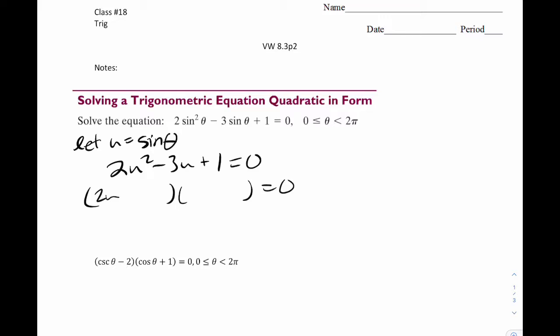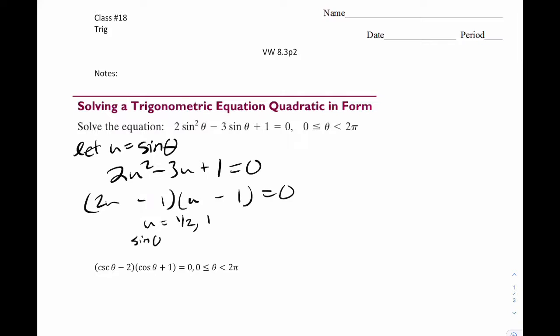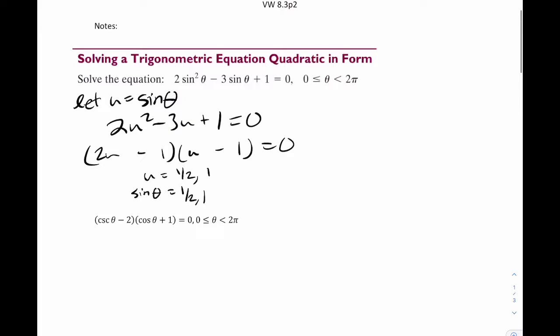So I have (2u - 1)(u - 1). And there we have it. u is equal to 1/2 or 1. Plug it back in. So sine theta must be 1/2 or 1. And now just do your circle values.